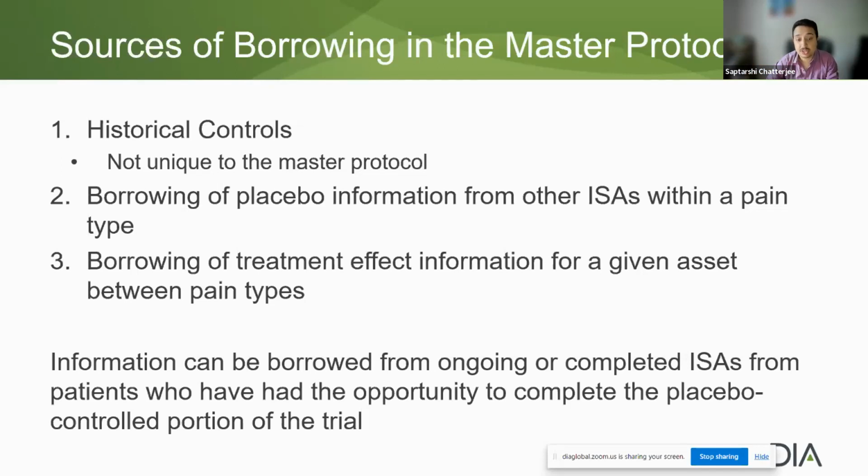Now, we also have a construct to borrow the treatment effect information for a given asset, but there was always this question of how these pain types are related or not. Although we implemented that a little bit, it was not to the extent where we implemented the placebo borrowing. Typically that information could be borrowed from both ongoing and completed ISAs, in case the patients have the opportunity to complete the placebo control period. So we don't need an ISA to be completed before we can borrow, because there's a way that can be set up in the master protocol as well.